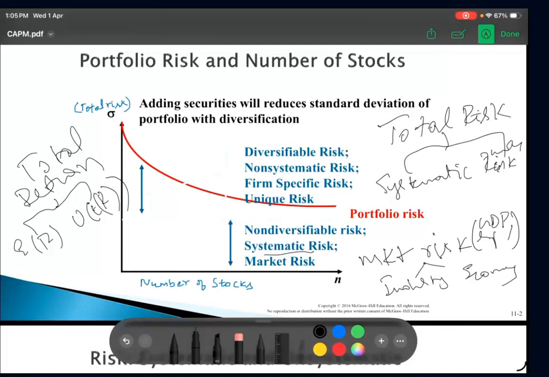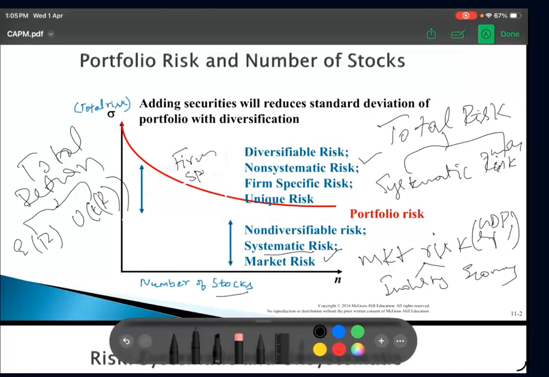In this plot, the x-axis is the number of stocks, and the y-axis is the total risk. The total risk can be classified into two: the unsystematic risk and the systematic risk. The unsystematic risk is specifically the firm specific risk.